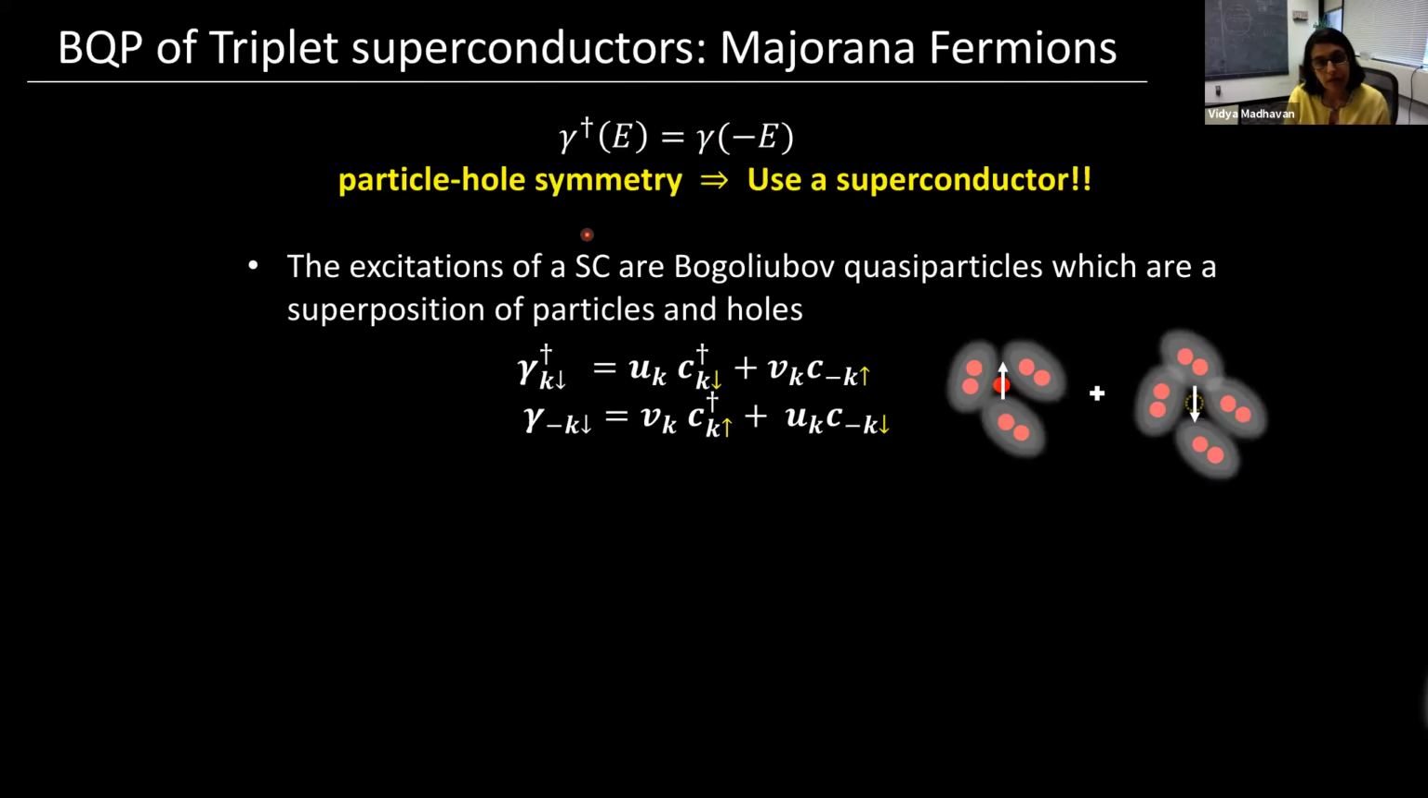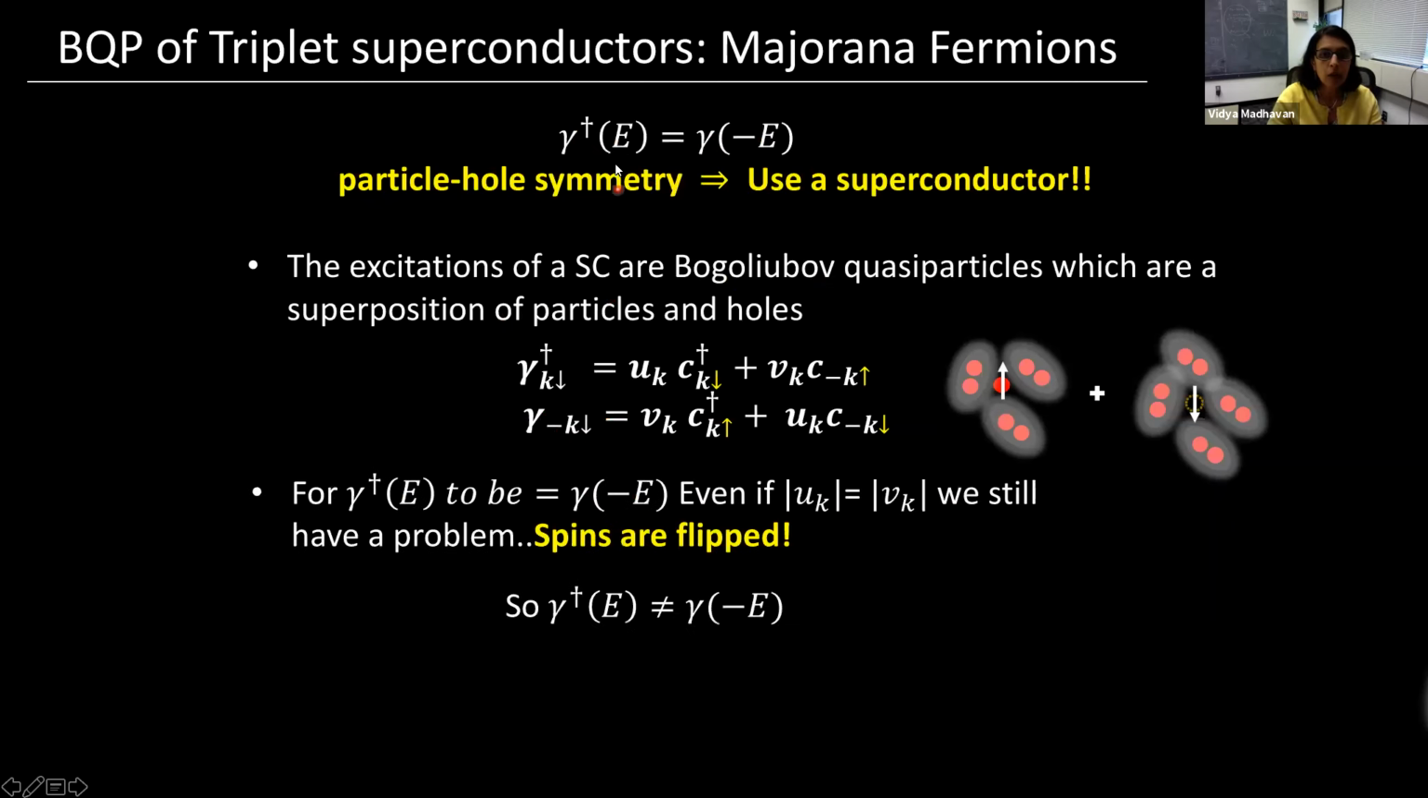Now, the excitations of a superconductor are Bogoliubov quasiparticles, which are superpositions of electrons and holes. So here's a creation operator and an annihilation operator. If you want these Bogoliubov quasiparticles to mimic Majorana fermions, you want to set these two to be the same, to be equal. Now you can see immediately when you set this to be equal to this, you require the u_k and v_k, the magnitudes of these to be the same, and perhaps this is easy to achieve. But the big problem we have is that even if you do that, the spins of the creation operators are flipped. So in a normal singlet superconductor, where you have opposite spin pairing, you can't easily realize Majorana fermions without having to do some extra work.